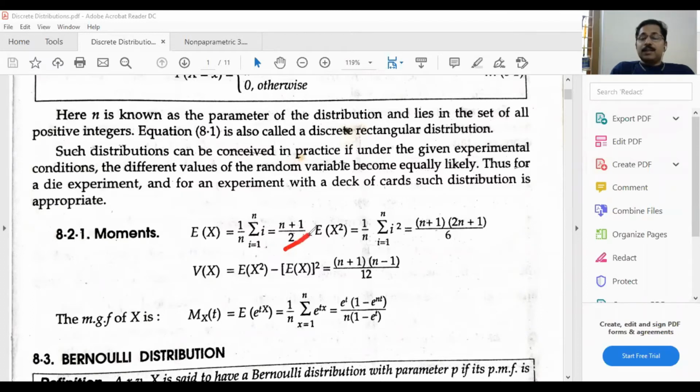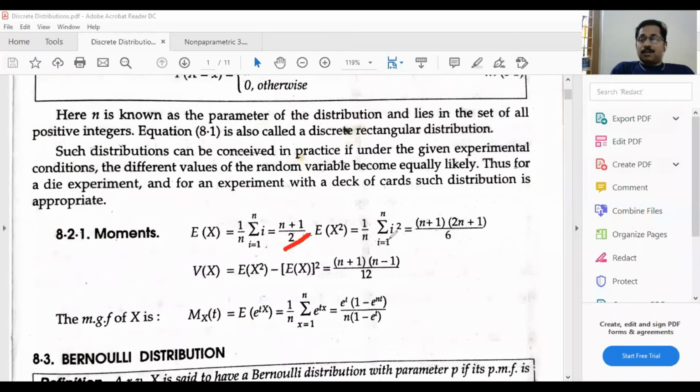Okay, then similarly you can find out expectation of x square. Expectation of x square means second raw moment, mu2 dash. The first one is mu1 dash, second one is mu2 dash. Similar here also, you use the formula summation i is 1 to n xi square p of xi.